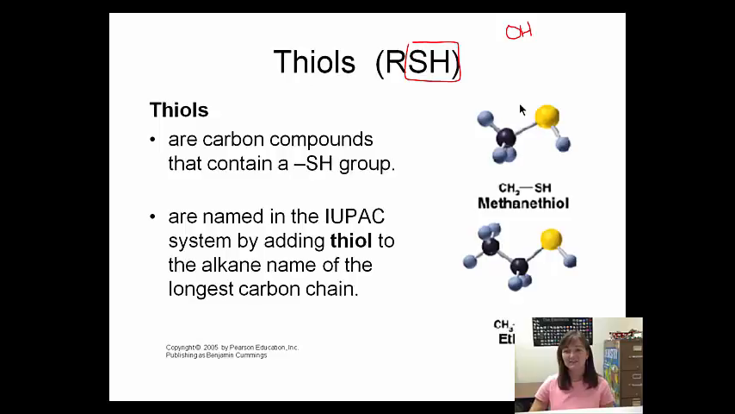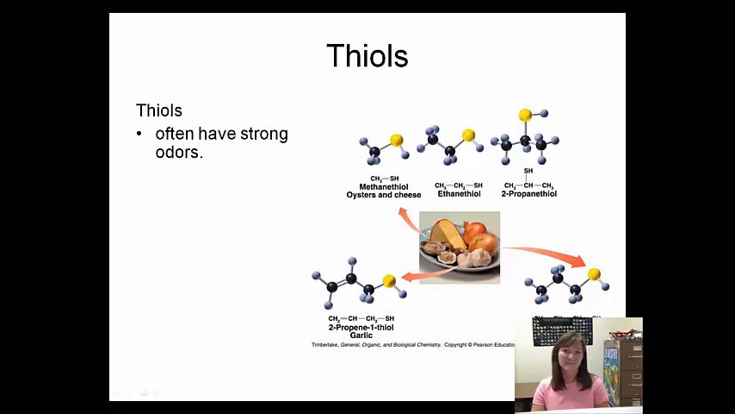I see the sulfur hydrogen, so I find the alkyl group. This alkyl group just has 1 carbon, so it's methane thiol. This alkyl group right here has 2 carbons, so it would be ethane thiol. So just name the alkane part just as if it was an alkane, ending with the word thiol. I'm not going to ask you to name thiols, just be able to recognize if you see an SH on the molecule, be able to identify it as a thiol.